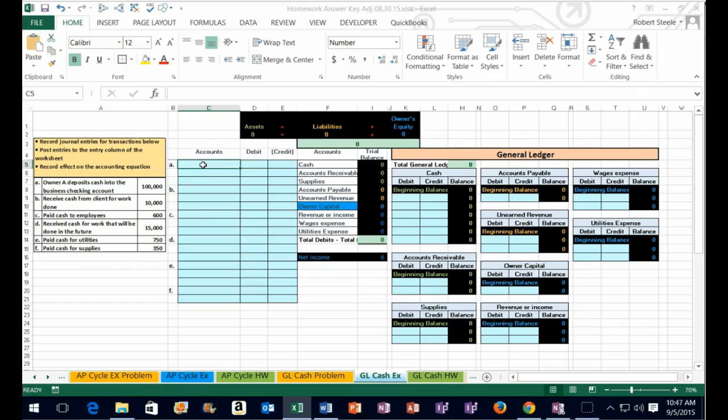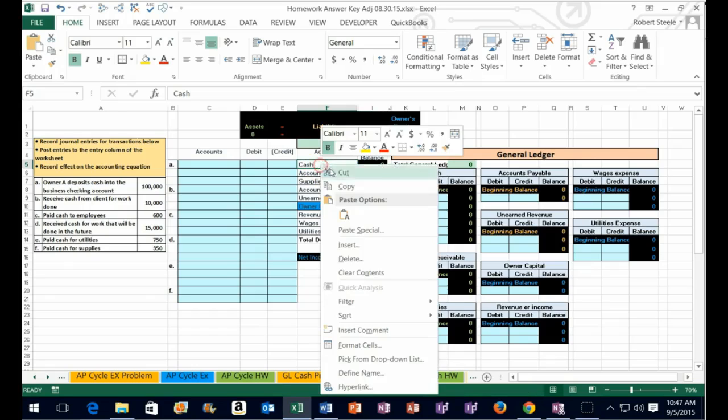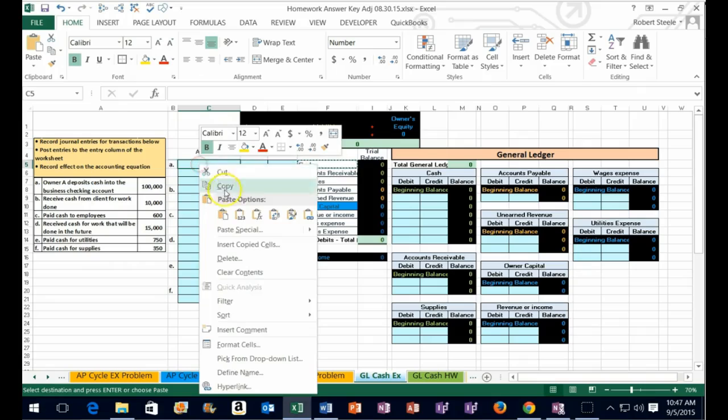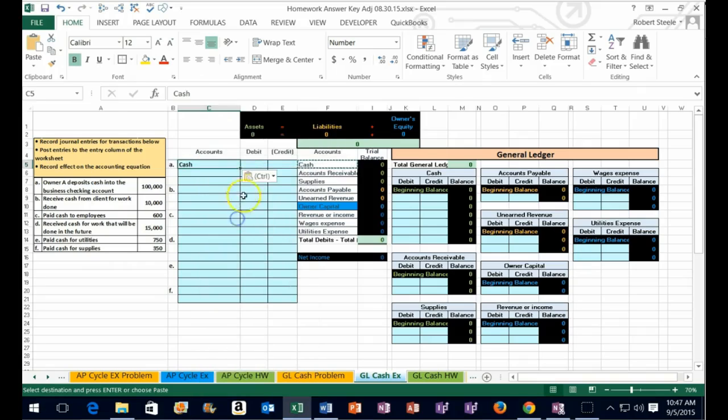So we've got owner A deposits cash into the business checking account, $100,000. So first question, is cash affected? Yes, cash is affected. They put $100,000 into the checking account. Therefore, cash has a debit balance. We're going to make it go up by doing the same thing to it, which in this case would be another debit. So I'm going to right click on this. I'm going to copy it. I'm going to go to cell C5, right click, paste it 1, 2, 3. We're going to put the debit here, 100,000.